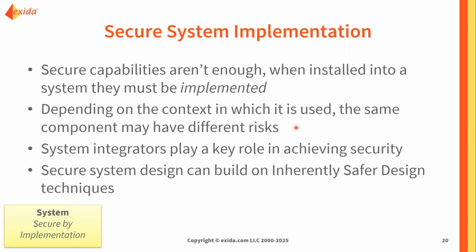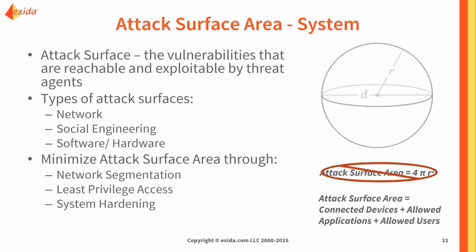So we have to understand how that component is going to be used within the system to understand the right way to treat it. We can also look at the key steps that system integrators need to take to help achieve security overall, and think about how we can still build off of those inherently safer design techniques and apply them at the system level. Moving from the attack surface of a component to evaluating attack surface for a system, we start to introduce more layers of attack surfaces.